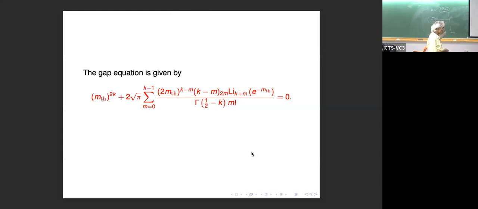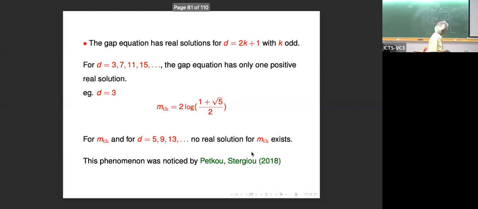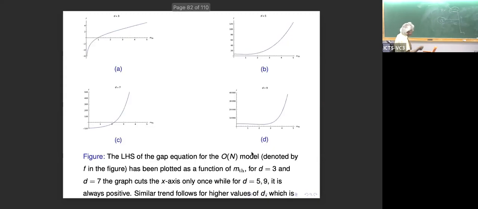And we have the expectation values of the one-point functions. For instance, this is a solution. The interesting thing about this O(N) model is that the gap equation has positive real solutions in these dimensions, and there are no real solutions for these dimensions. This phenomenon was noticed earlier by these authors, and here we see it in evidence. This is in D equals 3, where the gap equation has a solution. There are no solutions in higher dimensions.